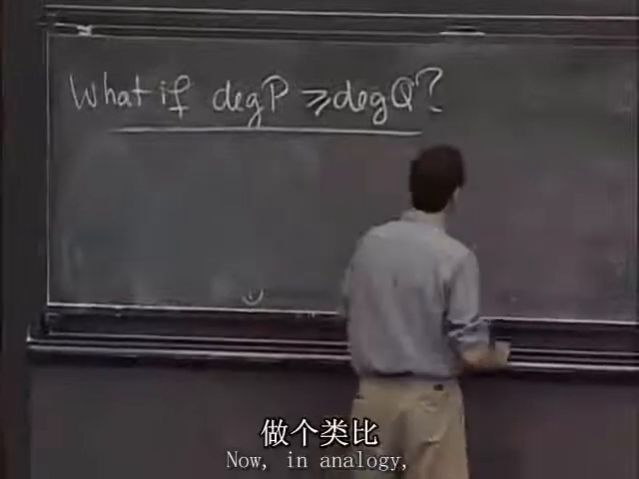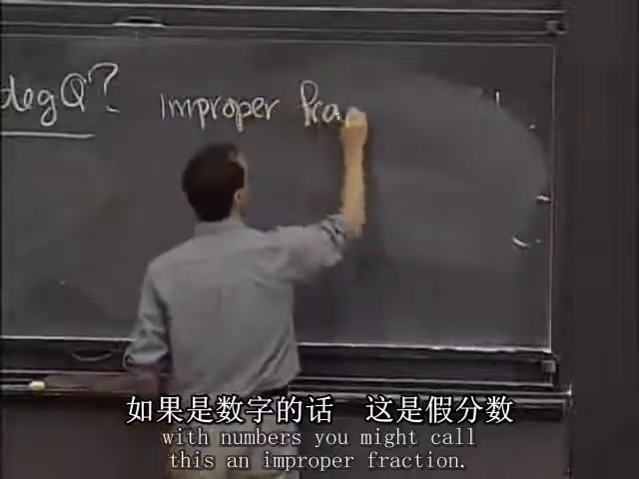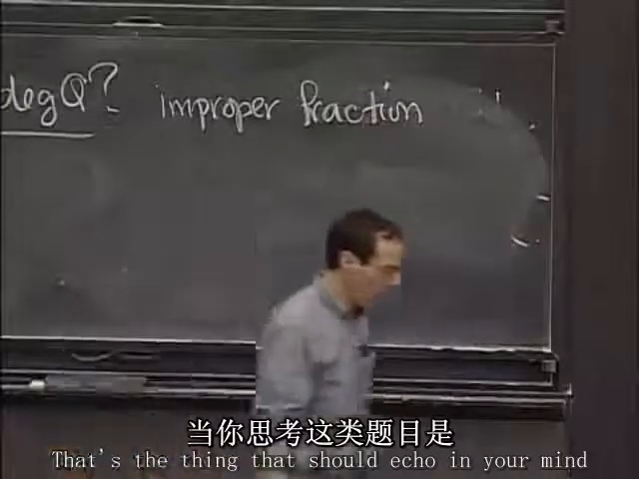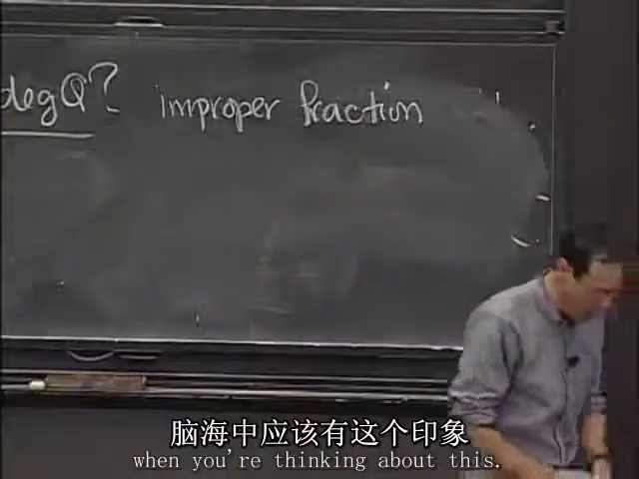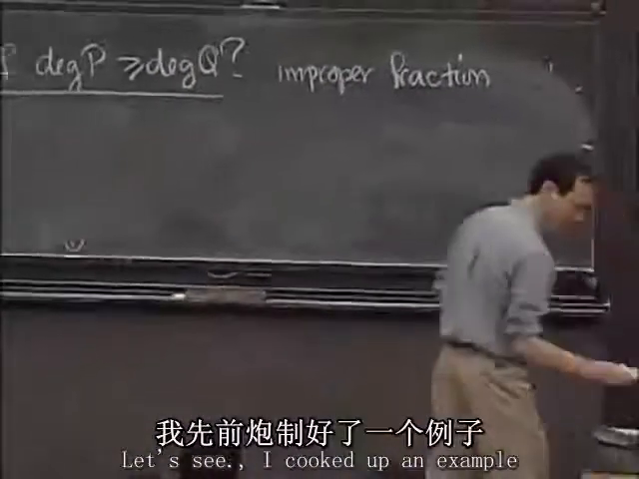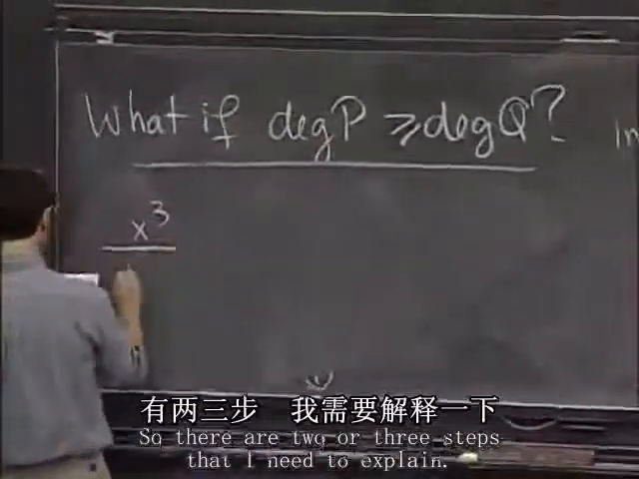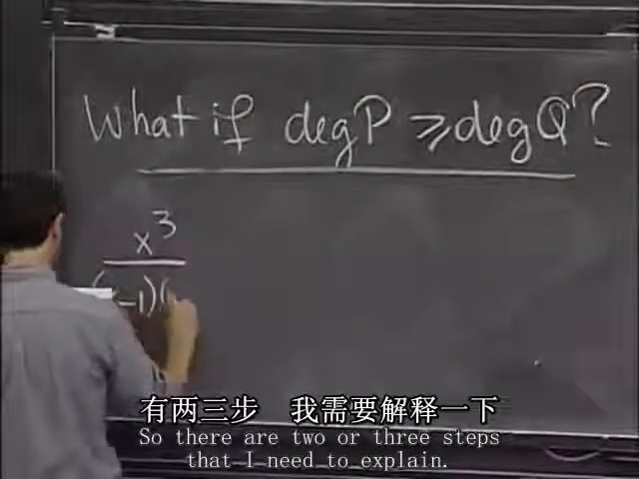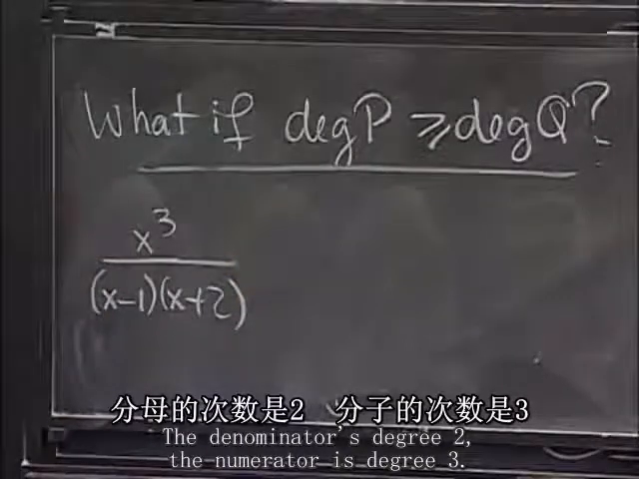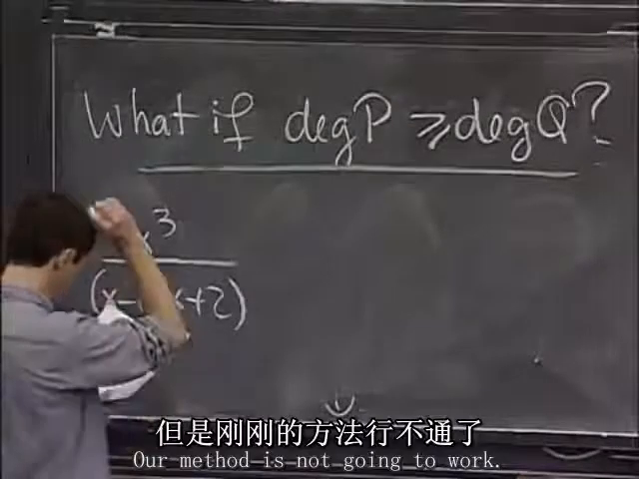Now, in analogy with numbers, you might call this an improper fraction. That's the thing that should echo in your mind when you're thinking about this. And I'm just going to do it by example here. I cooked up an example so that I don't make an arithmetic mistake along the way. So there are 2 or 3 steps that I need to explain. Here's an example. The denominator is degree 2. The numerator is degree 3. It well exceeds. So there's a problem here. Our method is not going to work.